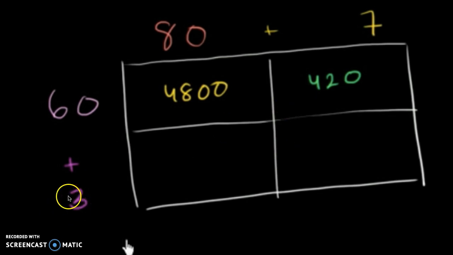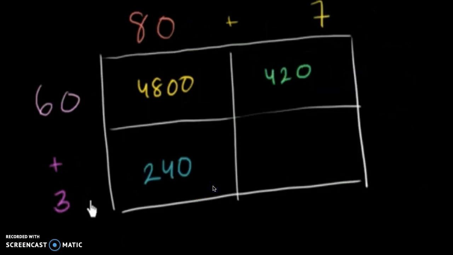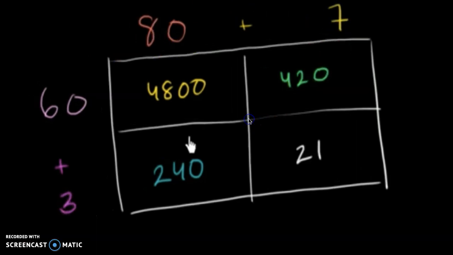Next, we're going to multiply our 3 times 80. Take away that 0. You've got 3 times 8, which is 24. Add back in that 0. You get 240. And last but not least, we've got our 2 ones. 3 times 7, which is 21.